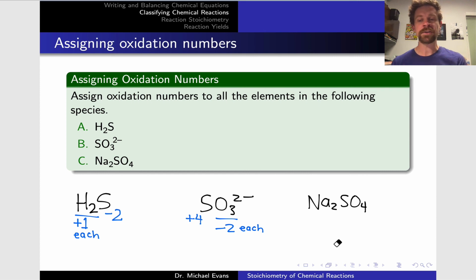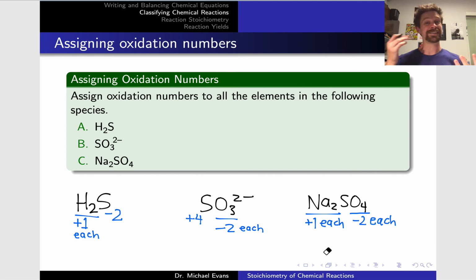For Na2SO4, each of the sodium cations in this ionic compound has a charge of +1, and the 4 oxygens, each of those has a charge of -2. Now, the overall compound is, again, neutral, and so we have +2 for the sodiums and -8 for the oxygens. This means that the oxidation number of the sulfur must be +6, so that the sum of all those oxidation numbers is again 0, since the molecule as a whole is neutral.